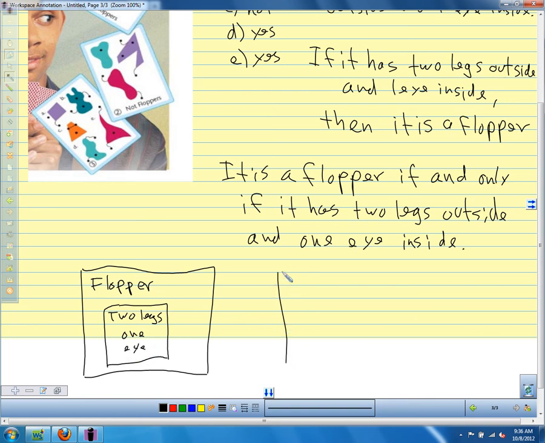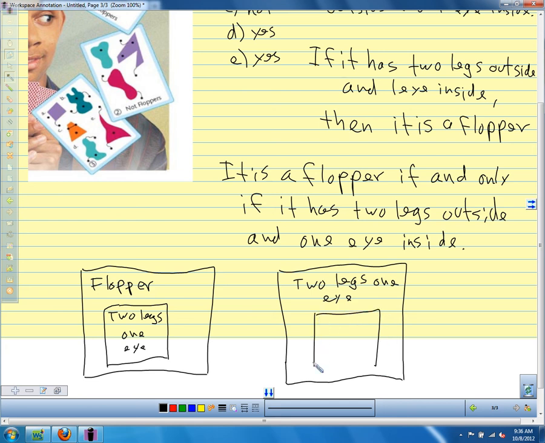And I could also write my Euler diagram for the other conditional statement. So this one would be 2 legs, 1 eye. And inside that one would be our floppers. So these 2 Euler diagrams would combine to make my definition for a flopper. It is a flopper if and only if it has 2 legs outside and 1 eye inside.